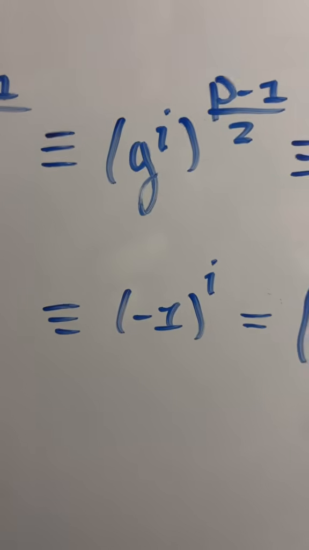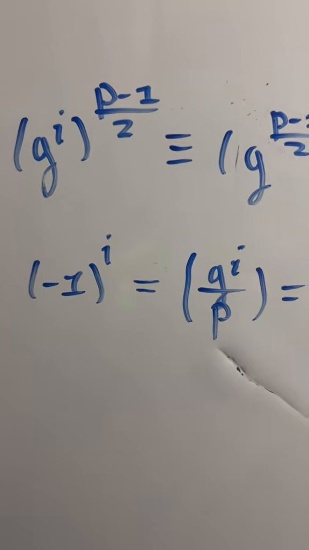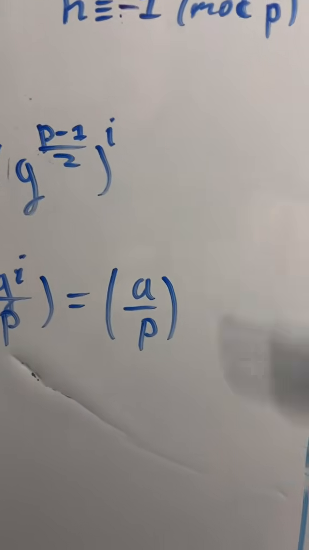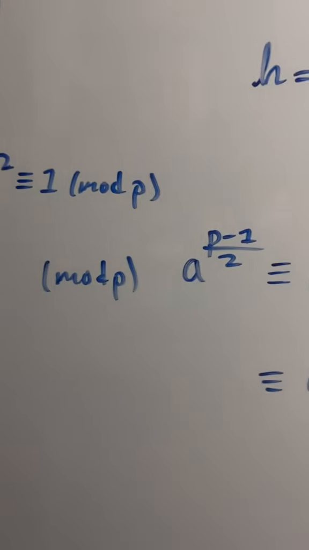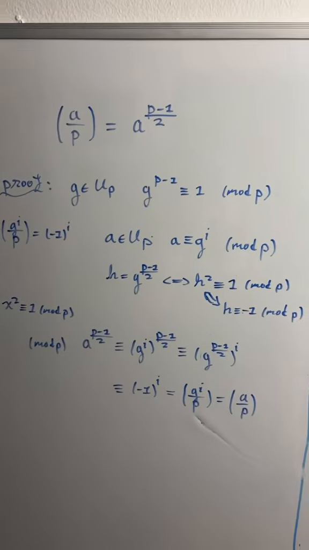But as we just proved, negative 1 to the power i is equivalent to the Legendre symbol of g to the i over p. Therefore, we've shown that the Legendre symbol (a over p) will be congruent to a to the power (p minus 1) over 2, mod p. And so that's where this lovely formula comes from.